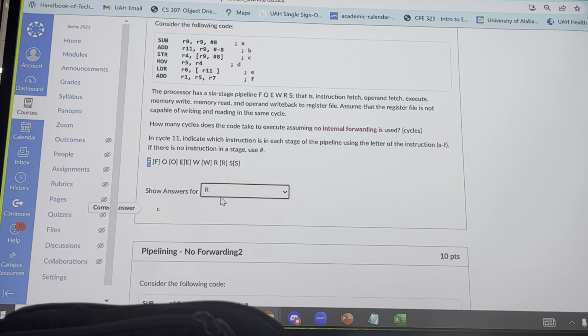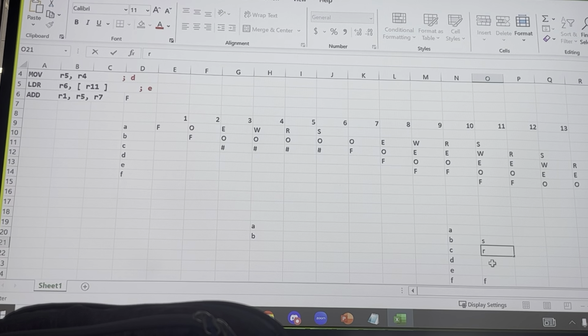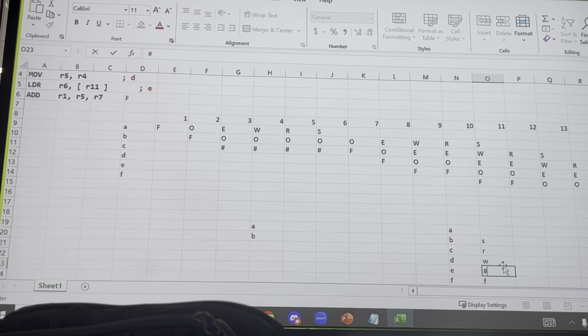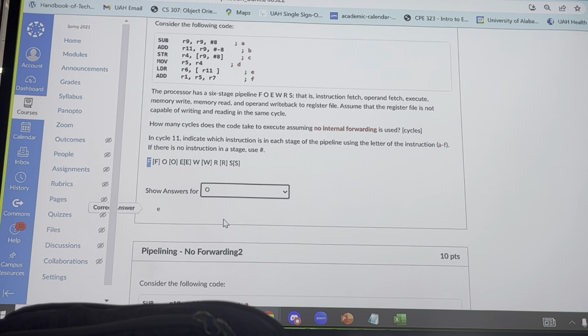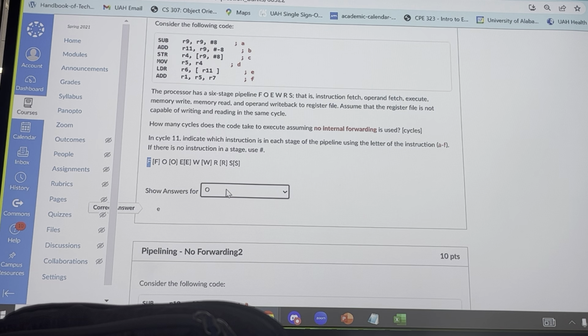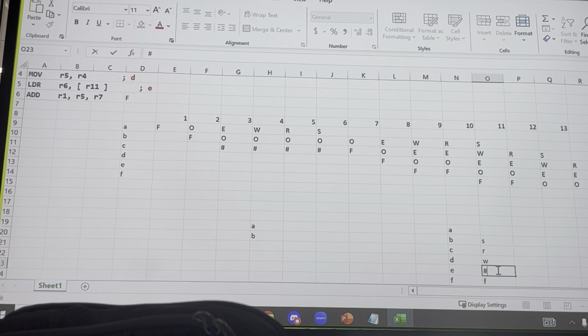C is an R. Yep. D is W. Again, E doesn't exist. That was E. E is F. Oh, O. E is O. But it's also this, hold on. No, that just means it's not doing an execute. Okay. Bonus point.